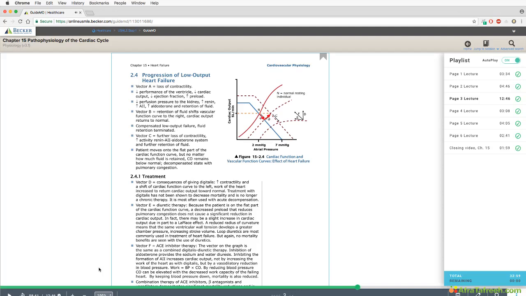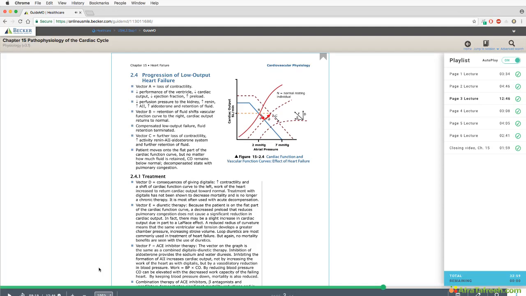So moving along the flat part of the curve, you can decrease the preload with no significant change in performance. But that does not result in a significant increase in cardiac output towards normal, does not cause the performance of the ventricle to go back to normal. Vector D represents the consequences of giving digitalis. If you move up vector D, performance returns towards normal.